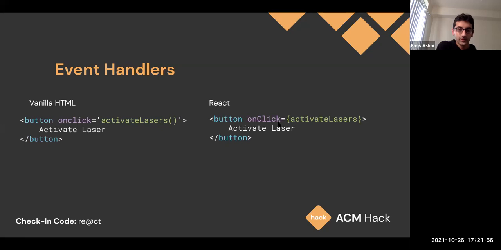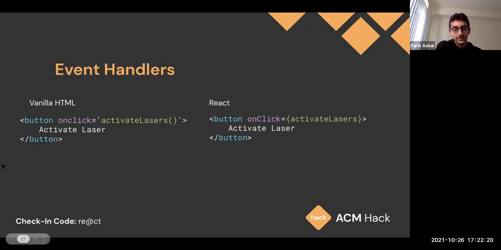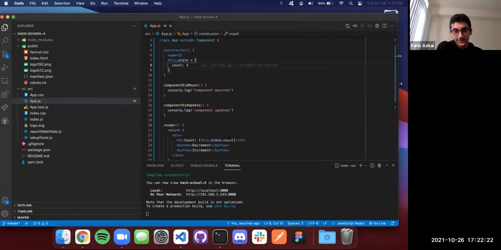Basically, in JavaScript, functions are first-class citizens, which means you can pass them directly as variables or objects as parameters to different functions. So if we just pass the name of the function, then this button can call it whenever it needs to. Okay, so back to our demo.